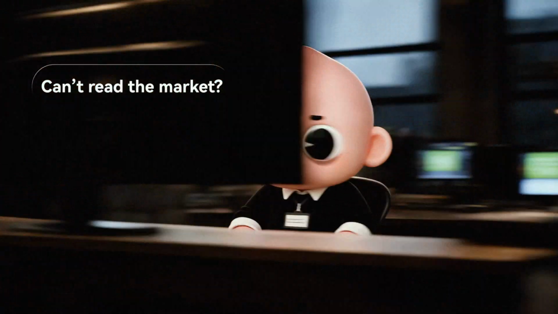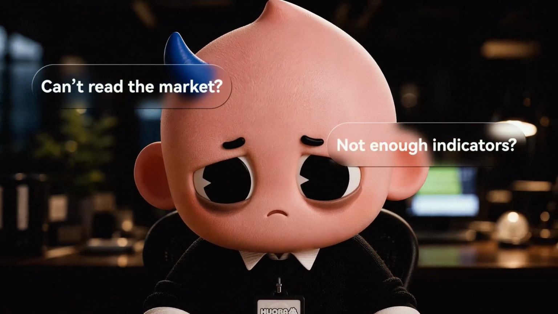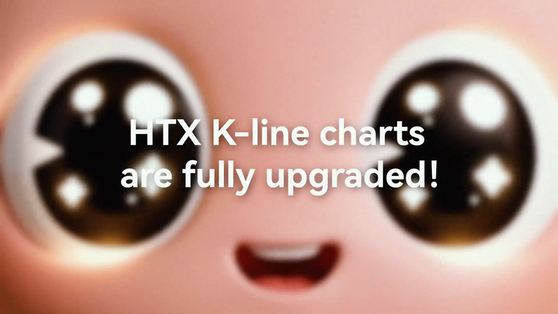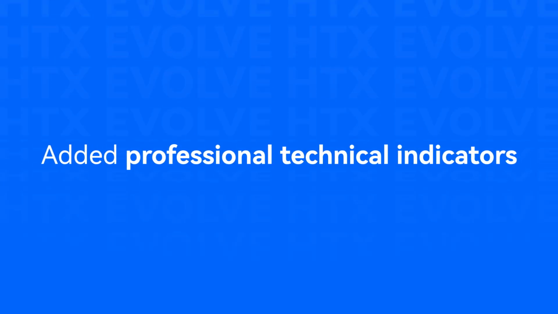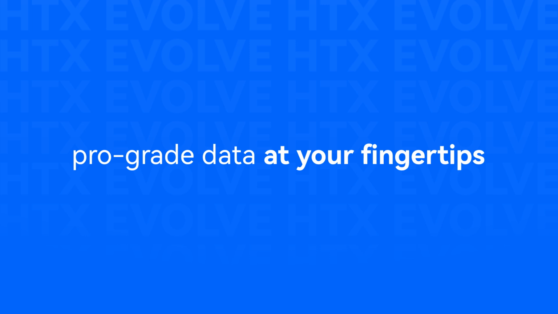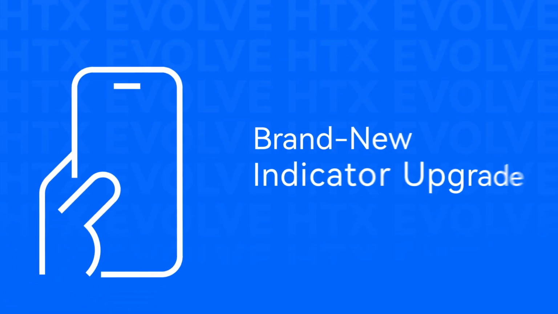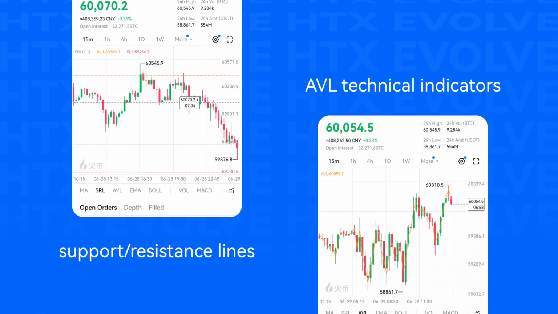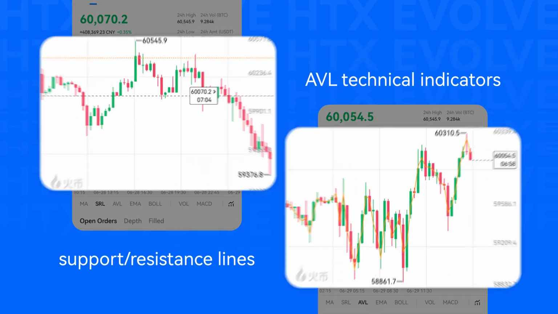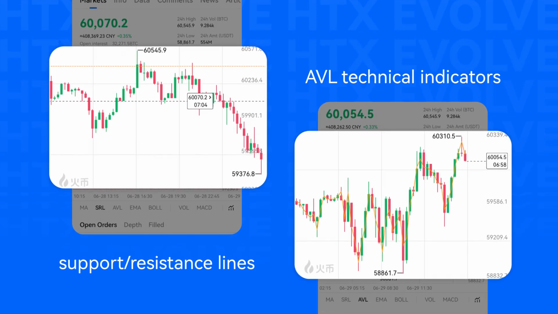Can't read the market? Not enough indicators? Can't find the data? HTX K-Line Charts are fully upgraded. Added professional technical indicators, customizable indicator styles, and pro-grade data at your fingertips, so every trading decision is backed by data. Brand new indicator upgrade, added support, resistance lines, and AVL technical indicators, covering more market analysis scenarios.